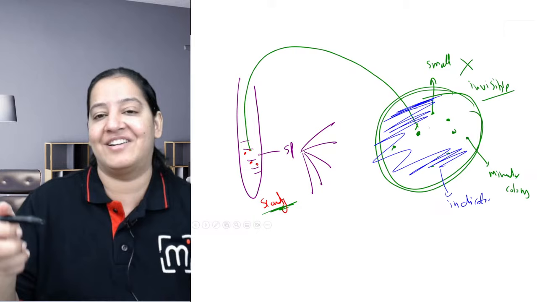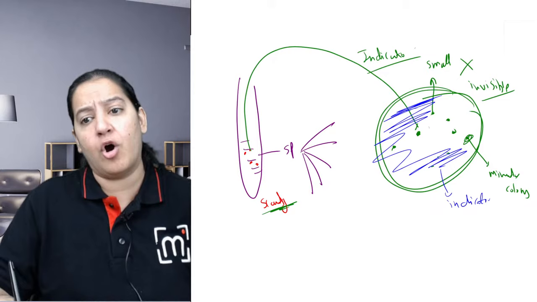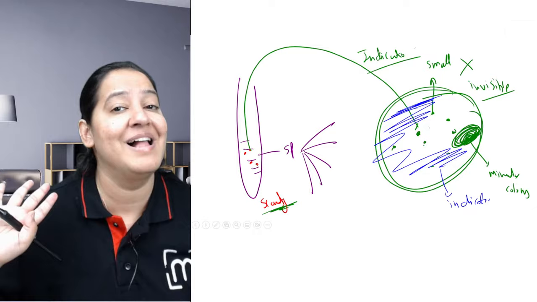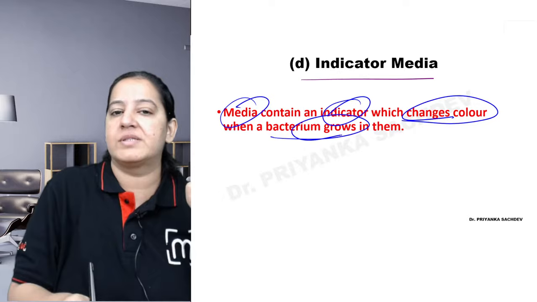Indicator media have some indicator that changes color on growth of the bacteria. Maybe later on, when the colony grows up, it becomes visible. But before that, even a minute growth will give me the change of color. So I will come to know that growth is taking place, although the colony is not visible. That is the meaning of indicator media. Give me a thumbs up, you got it. So it is a media which contains some indicator substance which changes color when the bacteria grow. Even a small bacterial growth, binary fission taking place, it will change the color. So that is the example.